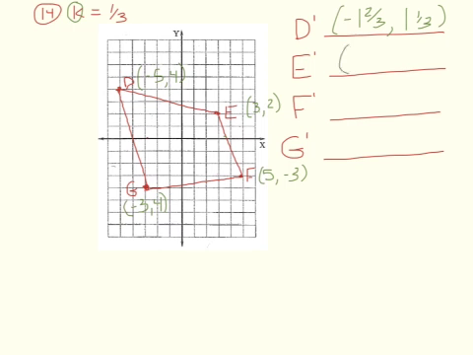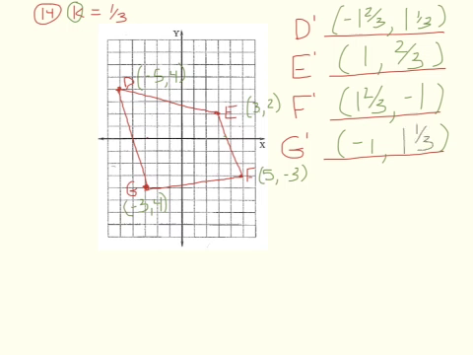When I multiply E, 3 times a third is 1, and 2 times a third is 2/3. When I multiply F, 5 times 1/3 is 1 2/3. Negative 3 times 1/3 is negative 1. And then G, negative 3 times a third is negative 1. And 4 times a third is 1 1/3.